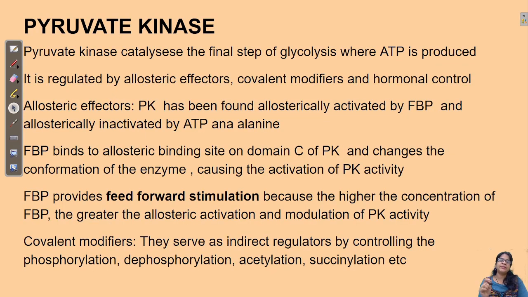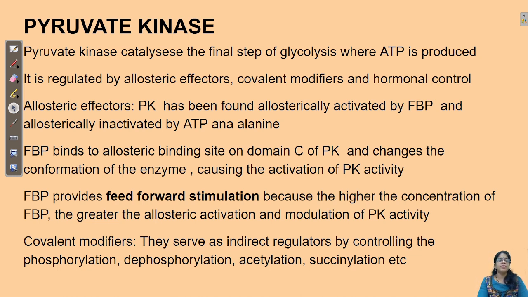So pyruvate kinase is the last enzyme involved in ATP production, where the conversion of phosphoenolpyruvate to 2 molecules of pyruvate happens, and there is an ATP generation in the last stage, right? So that is the kinase that catalyzes the final step, and it is mainly regulated by allosteric effects, covalent modifiers, and also some hormonal control.